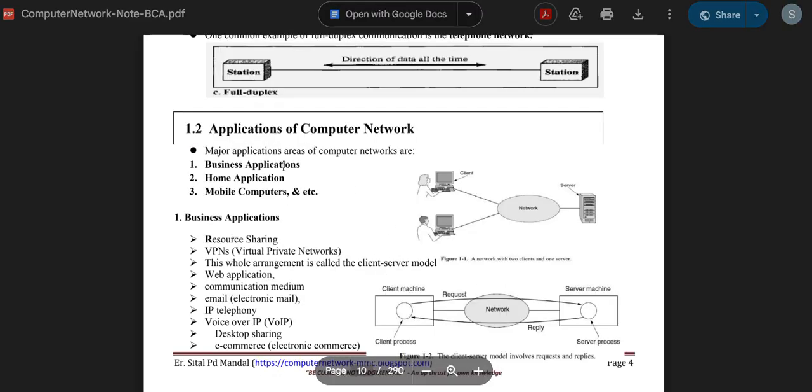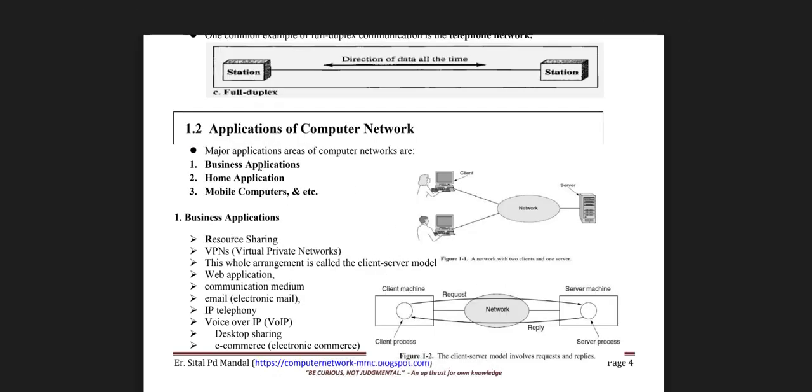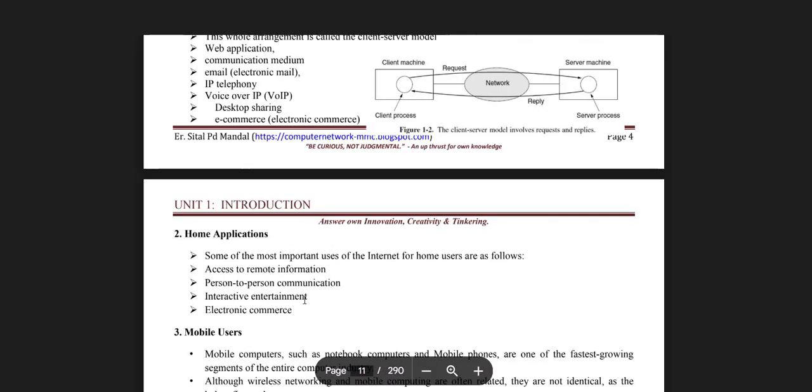Now, application of the computer network, major application area: business application, home application, mobile computer, etc. Business application: resource sharing, VPNs, virtual private network. The whole arrangement is called the client server model. Web application, communication medium, electronic mail, IP telephony, voice over internet protocol, desktop sharing, e-commerce also. Home applications: some of the most important use of the internet for the home user are as follow: access to the remote information, person to person communication, interactive entertainment, electronic commerce.